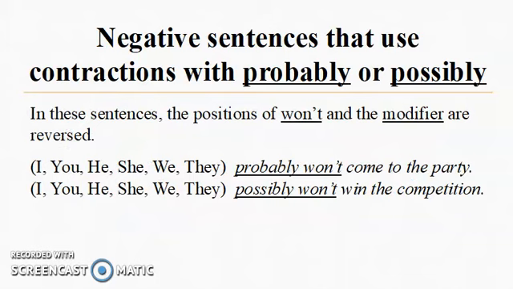Negative sentences that use contractions with modifiers like probably or possibly have a slightly different formation compared to the previous sentences. Here, the positions of won't and the modifier are reversed. Have a look at these examples. He probably won't come to the party. They possibly won't win the competition.